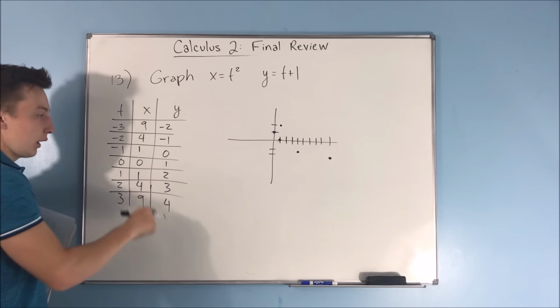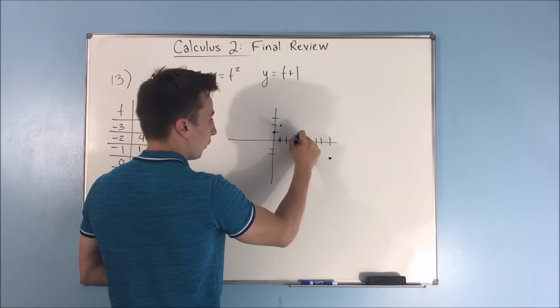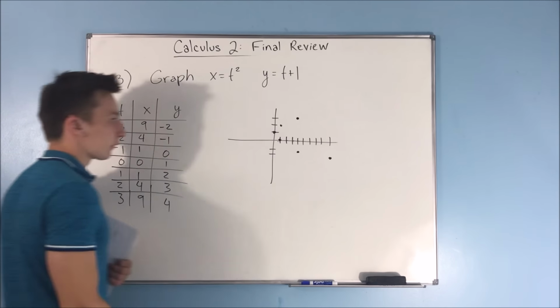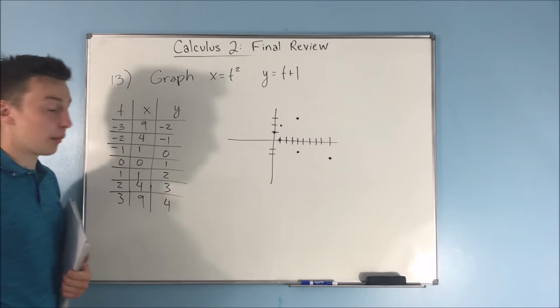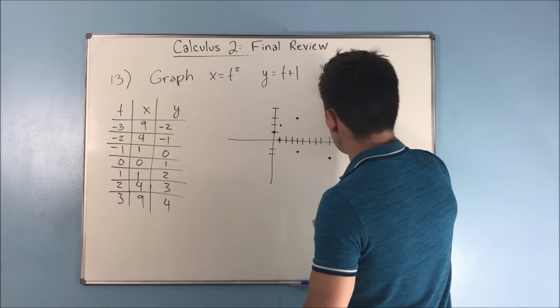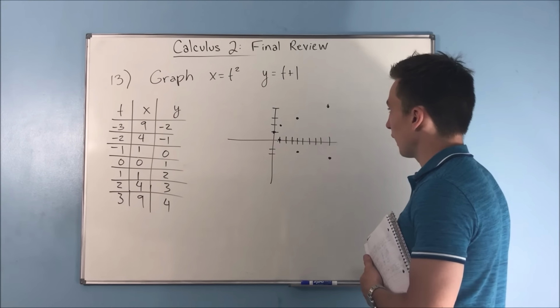Next you have a (4, 3). Okay, so this will be a 1, 2, 3, 4, 1, 2, 3. And then lastly you have a (9, 4). So you're going to go up another tick, and you have right up here your (9, 4).